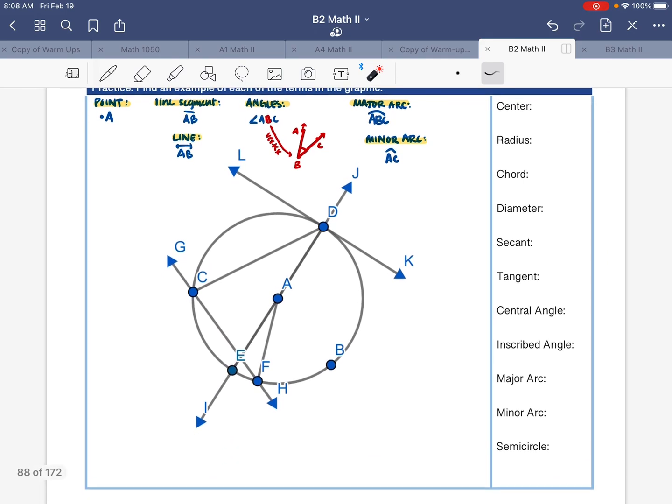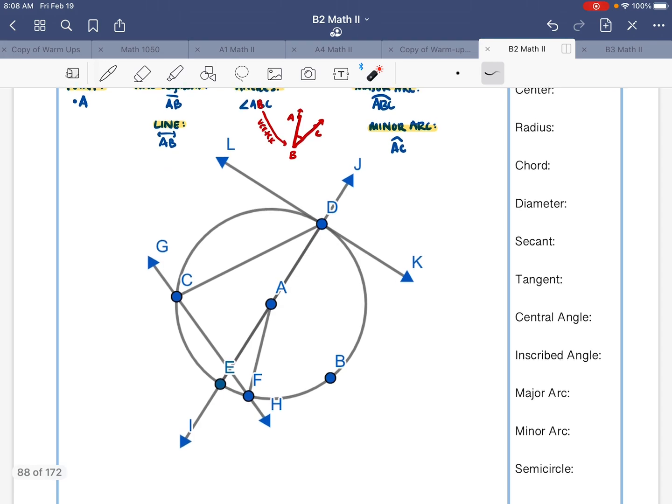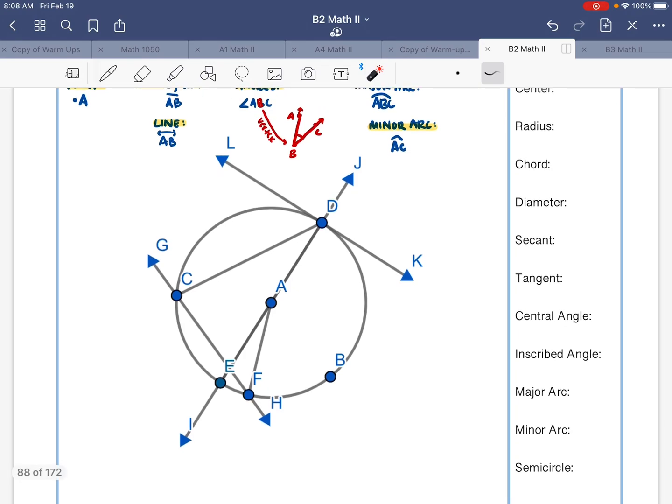I will let you find examples of the definitions in this picture. For some of them, I will say that there are multiple examples. For example, like radius, there are several radiuses that would work as radiuses. So I only need one example, and that's definitely enough of an answer.